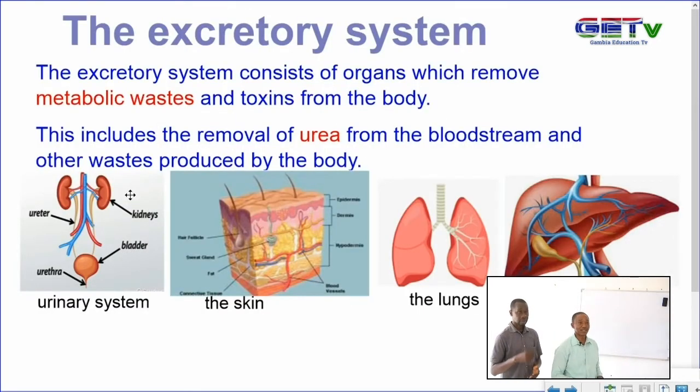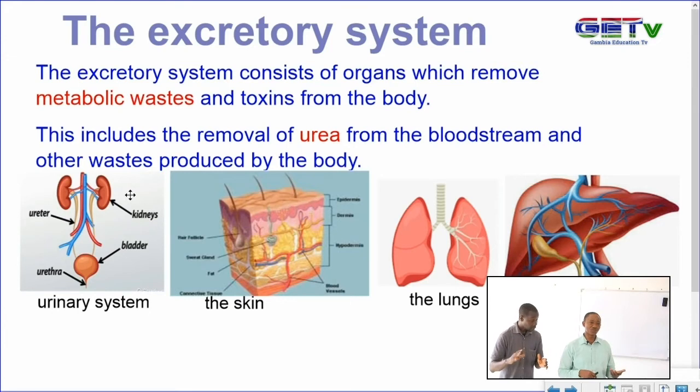Let us move on to the excretory system. This consists of the organs that remove metabolic wastes and toxins from the body. Metabolic waste refers to those wastes that are made when certain processes occur in the body, like respiration. Waste is produced, water and carbon dioxide. These are examples of metabolic waste.